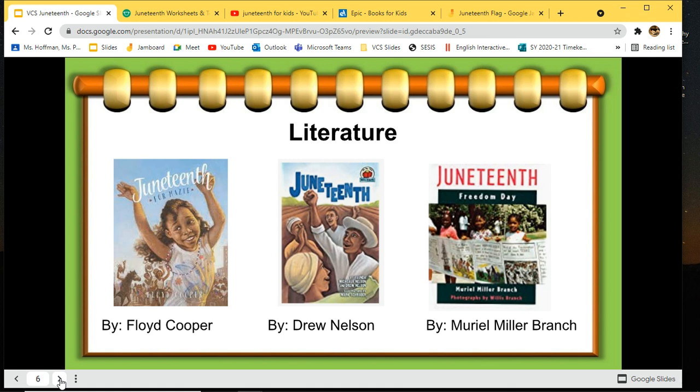Here's some literature that you can use to discuss Juneteenth with your students. Juneteenth for Maisie by Floyd Cooper. Juneteenth by Drew Nelson. Juneteenth Freedom Day by Muriel Miller Branch.